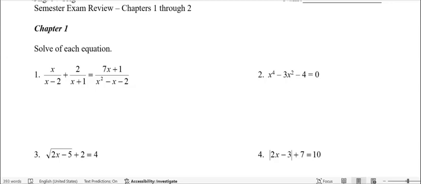All right, so this is the review for Algebra 3, chapters 1 and 2 to prepare for your semester exam. So number 1 and these first 4 problems actually were solving various equations. So this number 1 is an example of a rational equation.